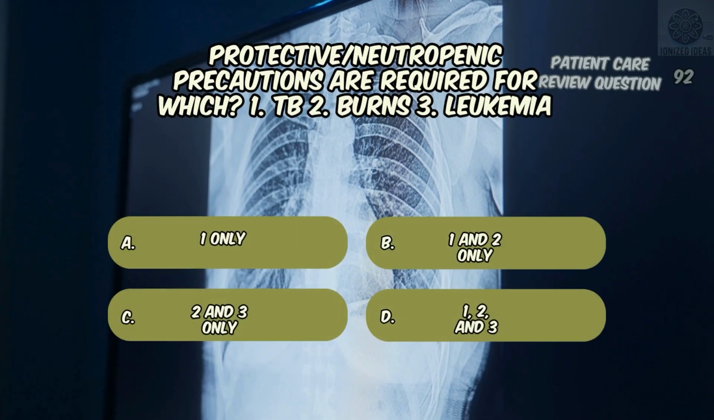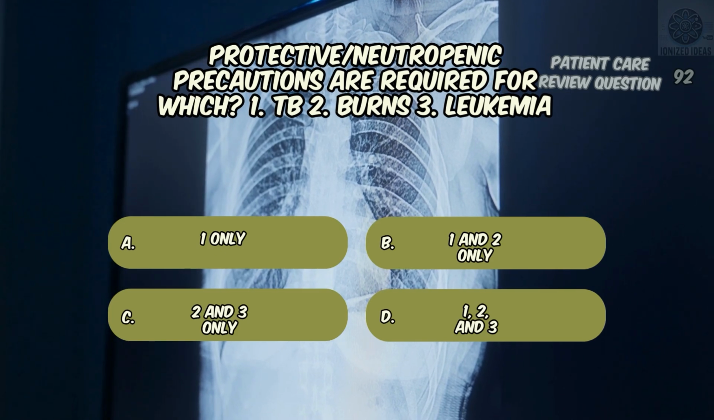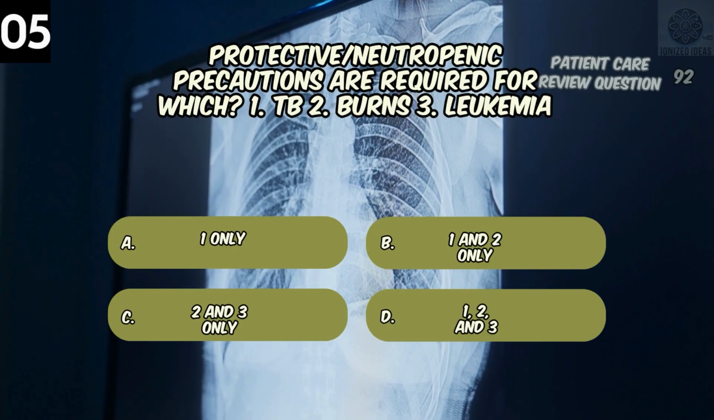Protective, neutropenic precautions are required for which? 1. TB. 2. Burns. 3. Leukemia. A. 1 only. B. 1 and 2 only. C. 2 and 3 only. D. 1, 2, and 3.